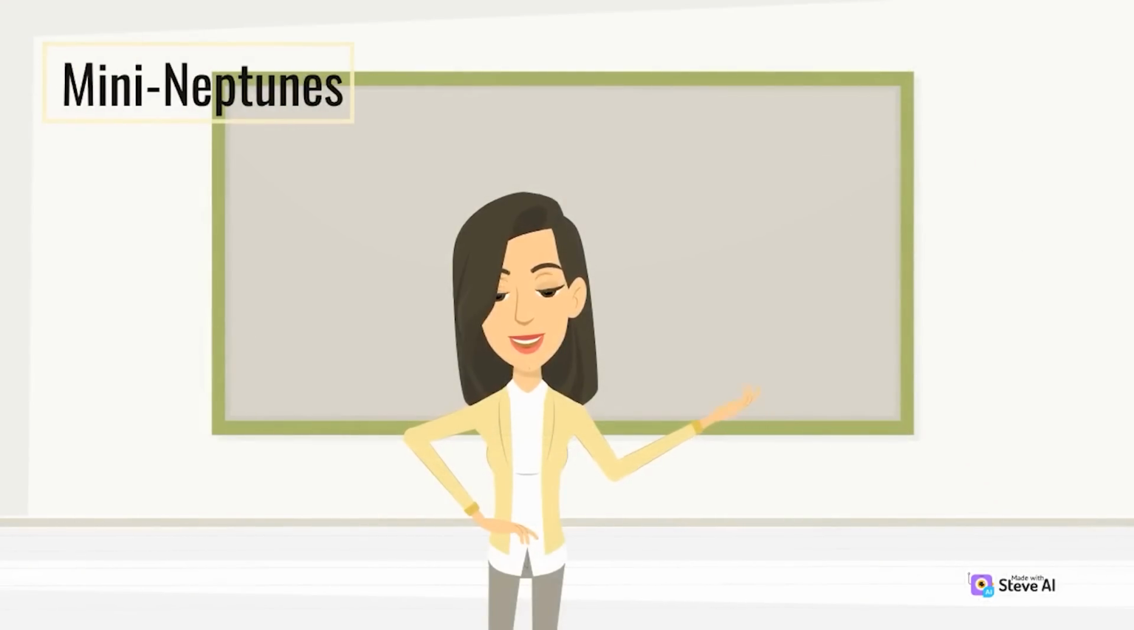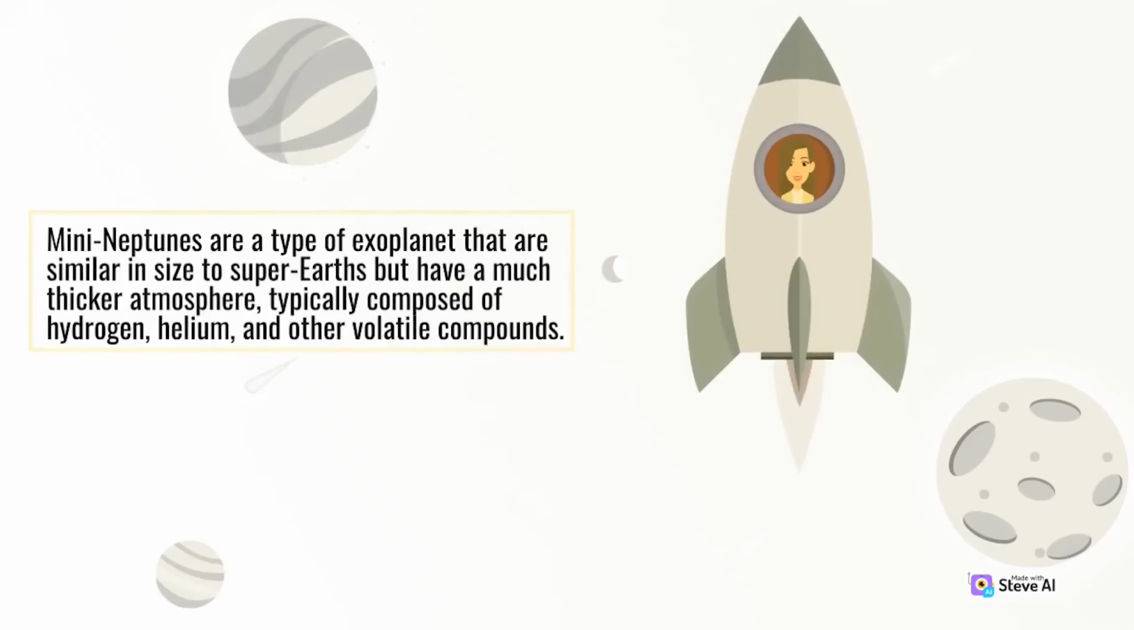Mini-Neptunes. Mini-Neptunes are a type of exoplanet that are similar in size to super-Earths but have a much thicker atmosphere, typically composed of hydrogen, helium, and other volatile compounds.